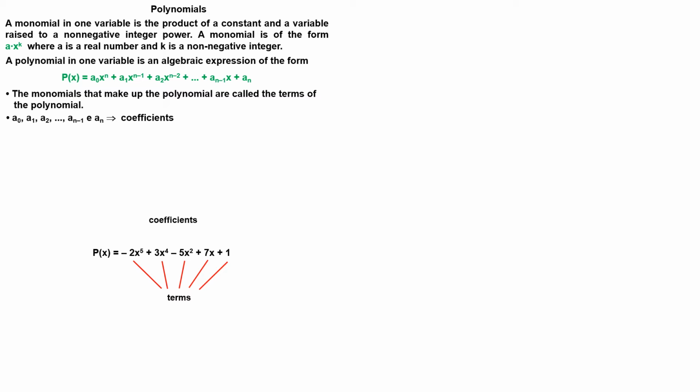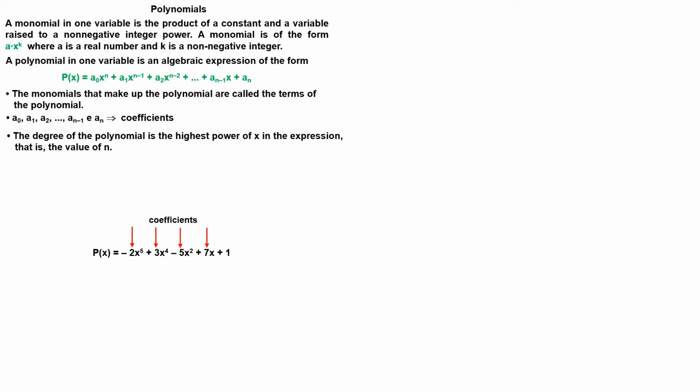Pay attention. If there is no number multiplied on the variable portion of a term, then the coefficient of that term is 1. The exponent on the variable portion of a term tells us the degree of that term. The degree of the polynomial is the highest power of x in the expression, that is, the value of n. The example is a polynomial of degree 5.